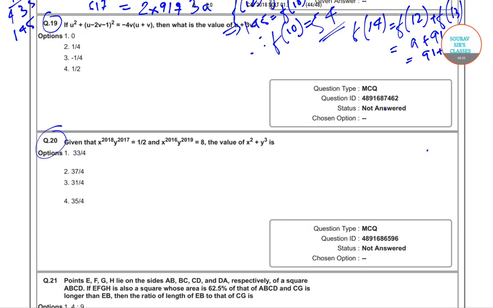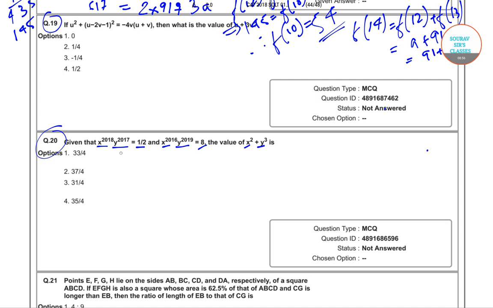The next question is based on an exponent, on a power kind of thing. So here we have been given that x to the power 2018 into y to the power 2017 is equal to 1 by 2, and x to the power 2016 into y to the power 2019 is equal to 8. In that case, we need to find the value of x square plus y cube.